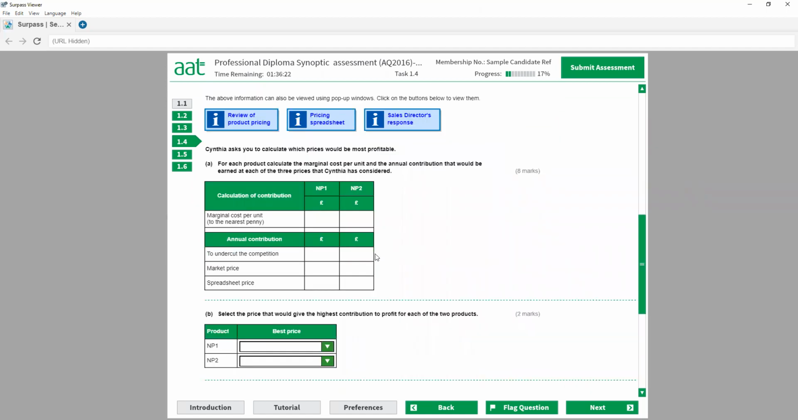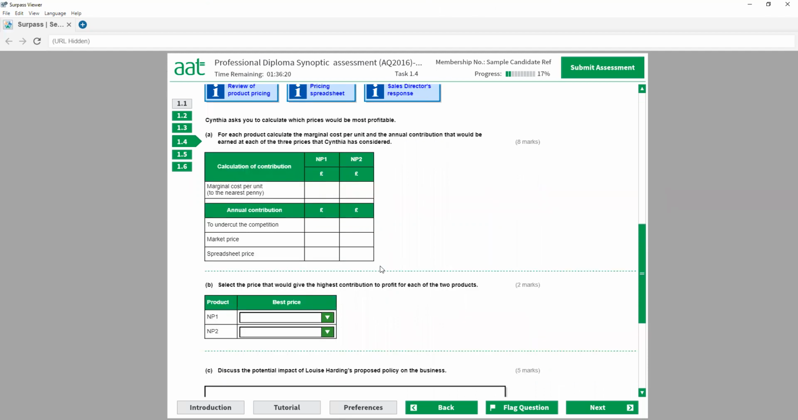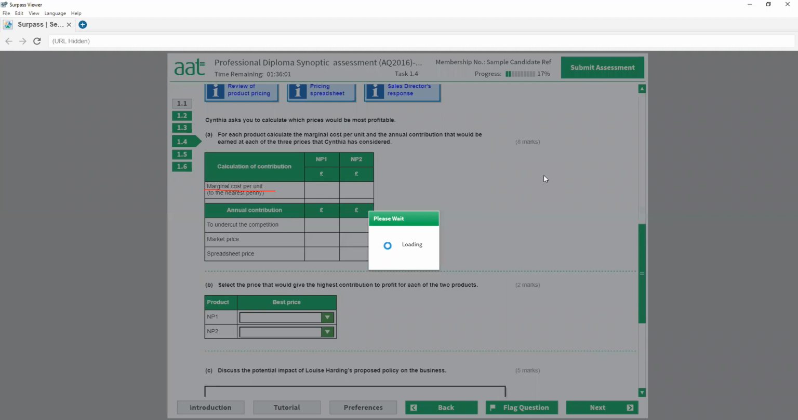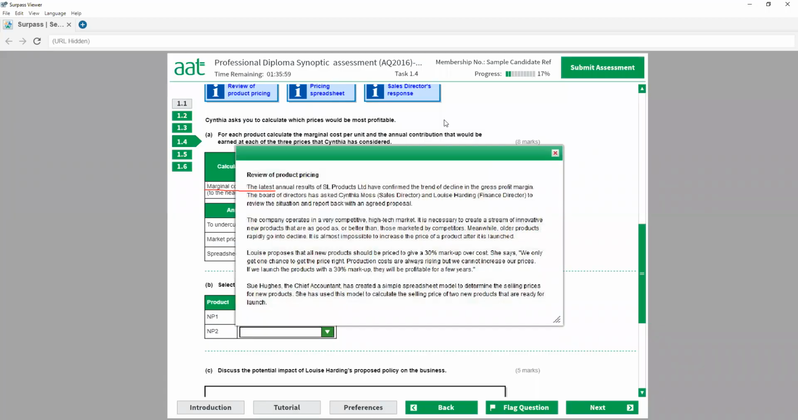Now we have to calculate our markup, and after that we need to choose which one is the best, which one gives more profit. That should not be a problem. So calculate the marginal cost per unit. Marginal cost means only the variable cost. Let's open this one to see the information. So we said pricing the product. This is our information. We can see that, but we don't need it.